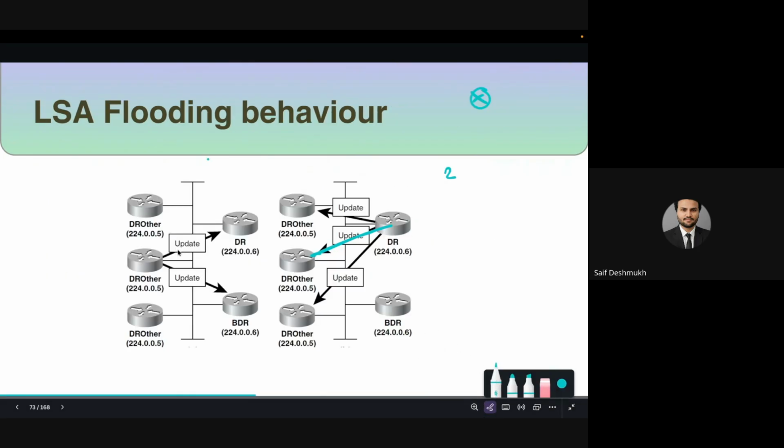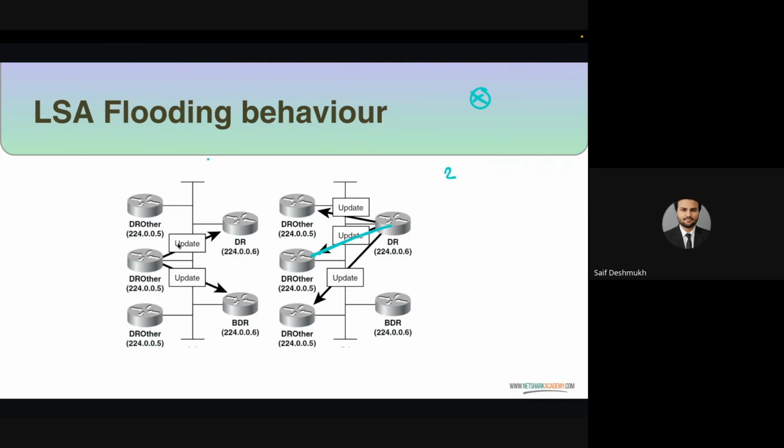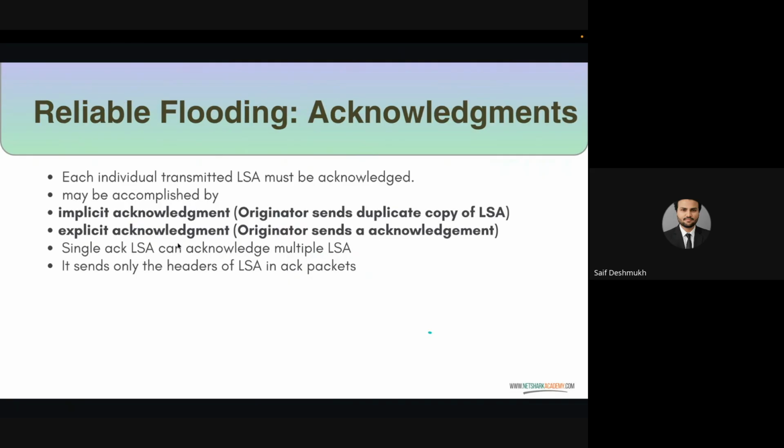So once the update packet is sent out, it needs to be reliably delivered, by means of acknowledgement. There are two ways, and I found this information only in TCP/IP Volume 1: there are two types of acknowledgement, implicit acknowledgement and explicit acknowledgement.